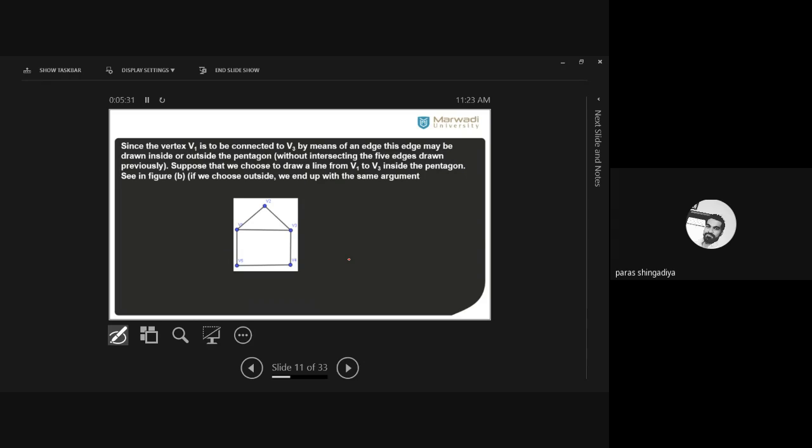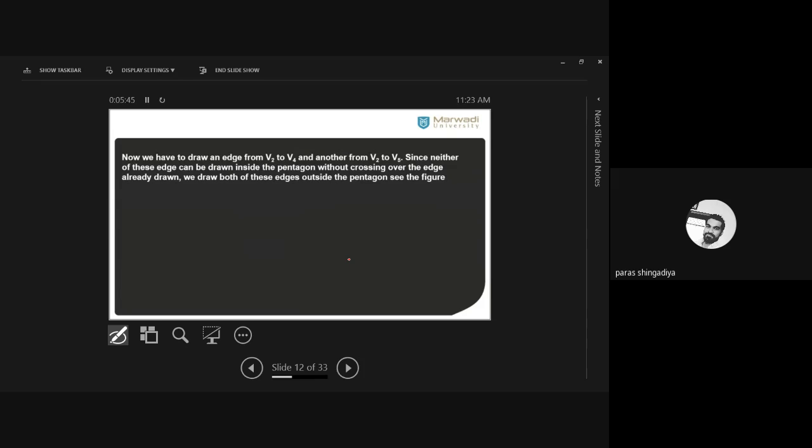Clear? Suppose that we choose to draw the line V1 to V3 inside the pentagon. That we consider in this graph, and we can also choose the outside of the pentagon. And we'll get the same conclusion at the last. That is the second step. Now third step, we will consider the inside edge from V1 to V3.